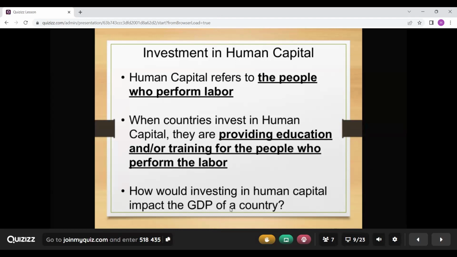So investment in human capital can be through education and training. And how would investing in human capital impact the GDP for a country? I'll ask Eleanor, do you want to try doing that?